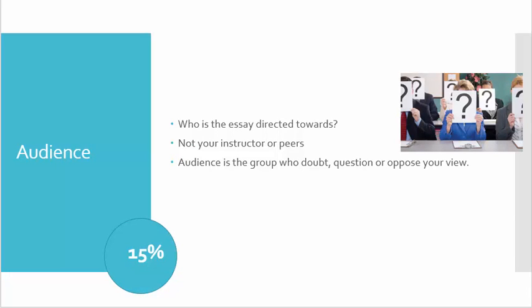When you look at audience, we're looking at who it is that you're directing the essay towards. Not me or your peers. It should be the group of people you want to convince. If your argument is about health care and health costs, then perhaps you'd want to convince the lawmakers. Perhaps you'd want to convince those who can make a difference.